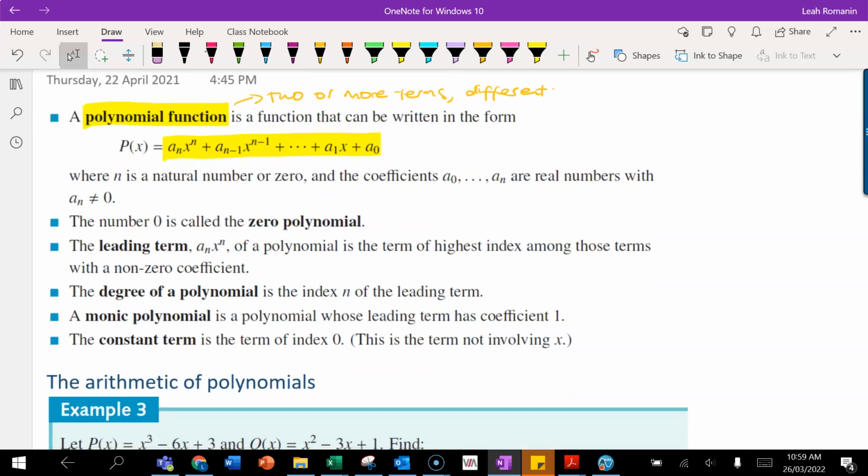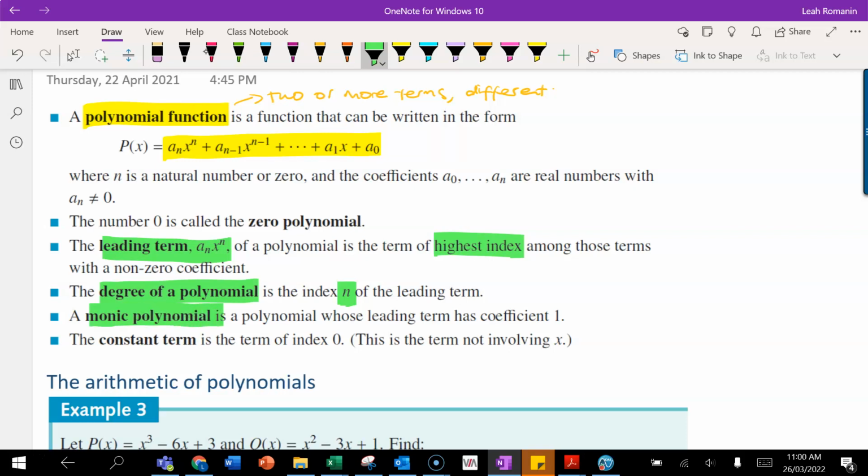Now, just a few terms to get us started. When we talk about the zero polynomial, that's when we're talking about the number 0. The leading term is the first term. So the highest index, which means the highest number power, is going to be your leading term. So when we work with quadratics, our leading term is x squared. Now that we're working with cubics, our leading term is going to be x to the power of 3. The degree of the polynomial is the index or the power of the leading term. So again, with our quadratics, the degree of the polynomial is 2. With our cubics, the degree of our polynomial is going to be 3.